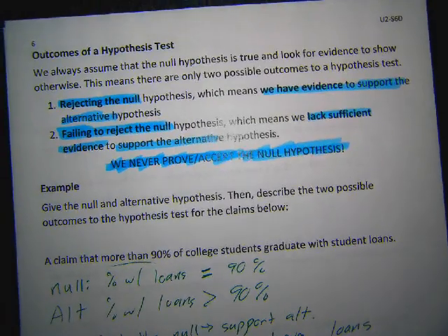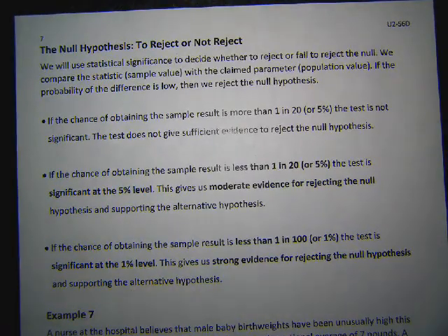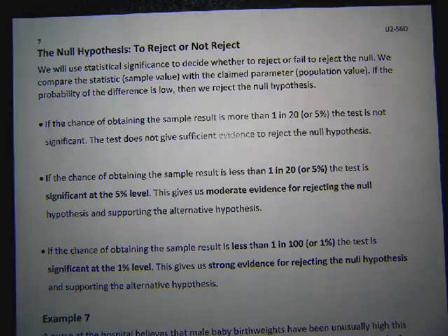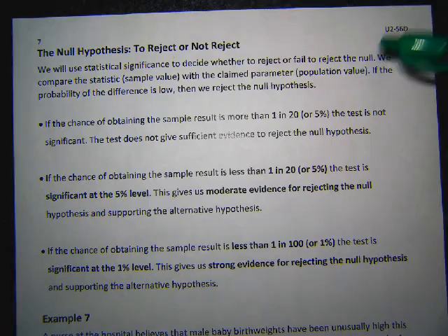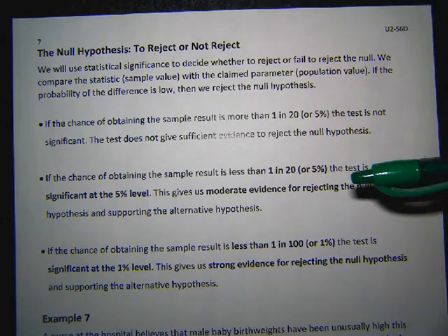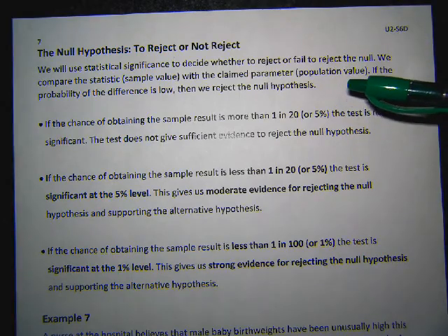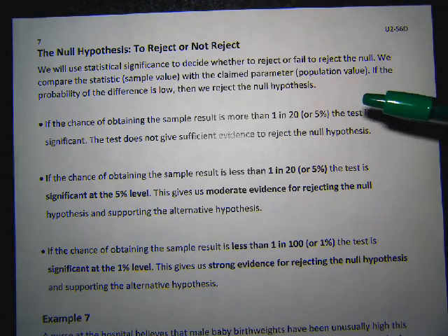Okay, now just like before, it'd be nice to quantify this, because I just keep saying close, far, which doesn't really mean a whole lot. The way we quantify this is going back to that 1 in 20, that 5% test or the 1% test. So we use statistical significance to decide whether to reject or fail to reject the null. We compare the statistic, the value we got from our sample data, with the claimed parameter, what someone says is true about the population, and then look at the probability of getting our statistic. The lower the probability, the more likely we are to reject the null. That gives us evidence to reject the null.